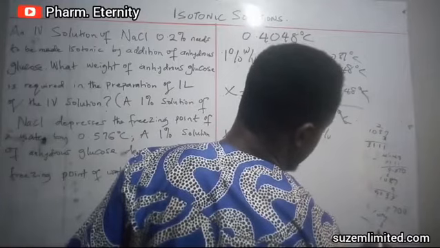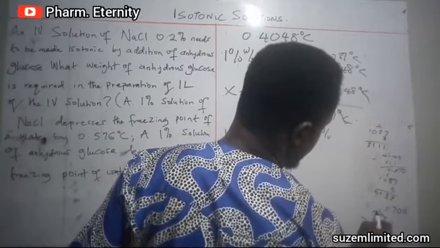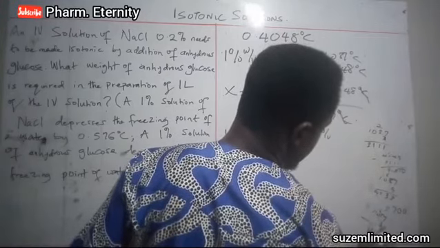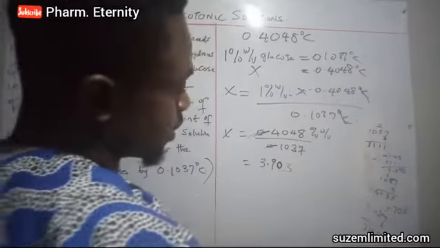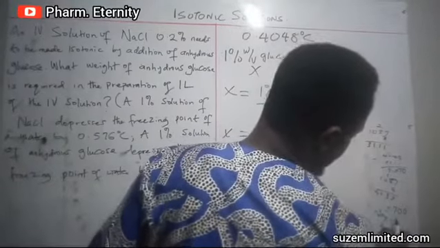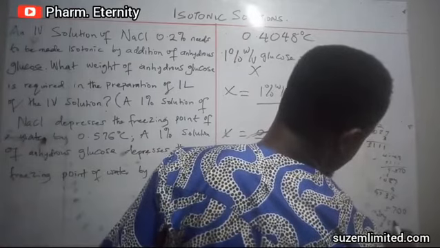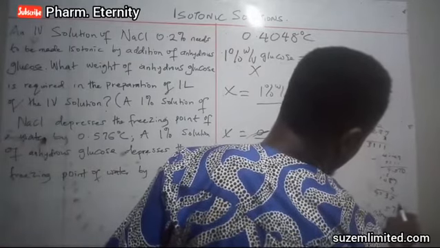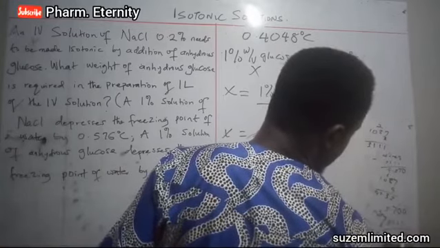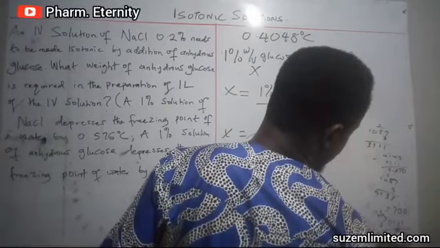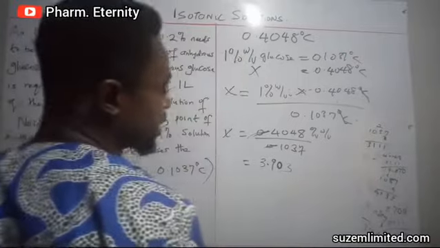3 times 7 is 21. Carry 2, put here. 3 times 3 is 9, 11. Carry 1, put here. 3 times 0 is 0, plus 1 is 1. 3 times 6 is 18, plus 1 is 19, giving 311. So if you remove 311 from here, carry 1, put here, 10 minus 1 is 9. 9 minus 1 is 8. 6 minus 1 is 5. You have 5, 8, 9.